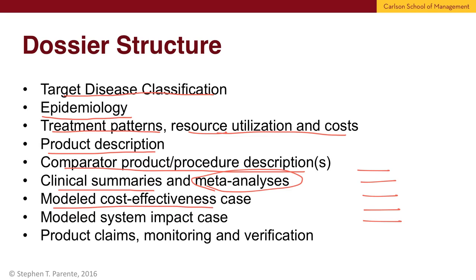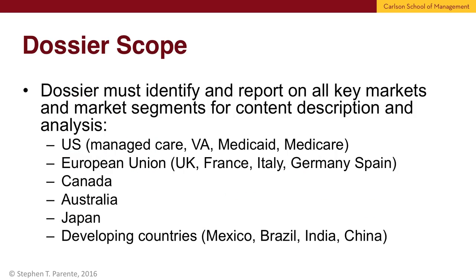You need to have your cost effectiveness analysis put into place and not just have that quality number, but then take your quality estimate and apply it to what the systemic impact is for a particular country. And then finally, come up with what you have in mind for monitoring and verification over a long period of time. That could be through the phase 4 trials that we talked about for the U.S. as an example. So a dossier must also identify all the key markets and segments that we're going into.